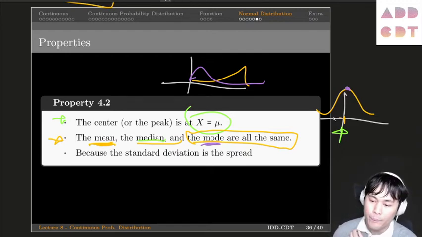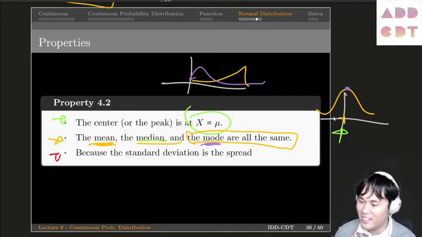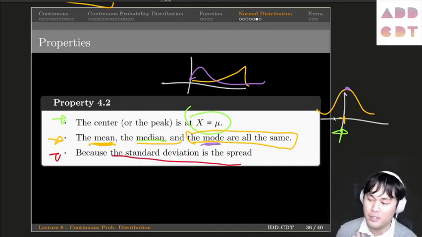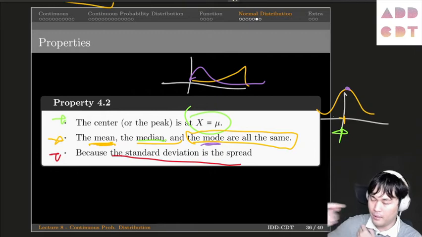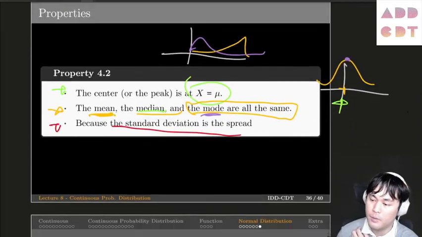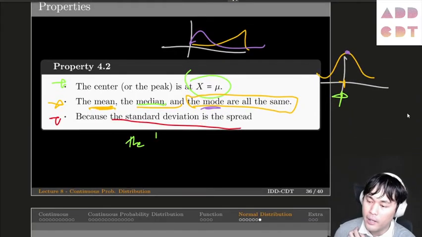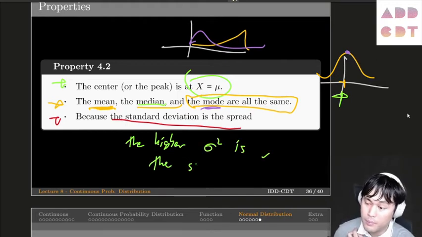And that simplifies lots of computation. And lastly, I didn't finish this sentence there, but standard deviation is the spread. And I already explained that. So again, the higher sigma square is, the more spread out the curve.